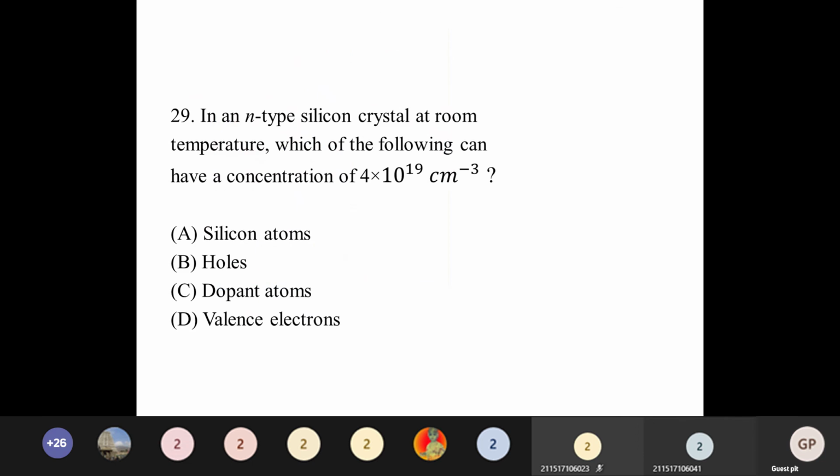The next one is: in an n-type silicon crystal at room temperature, which of the following has a concentration of 4 into 10 to the power 19 centimeter power minus 3? Here they haven't given anything. Simply they are asking which one has that concentration: a silicon atom, holes, dopant atoms, or valence electrons.